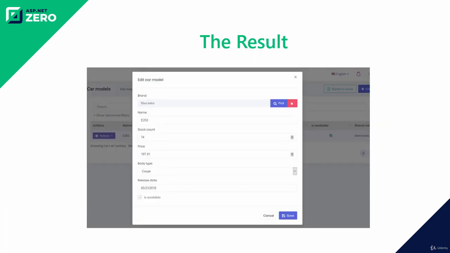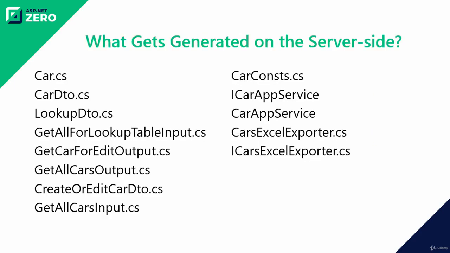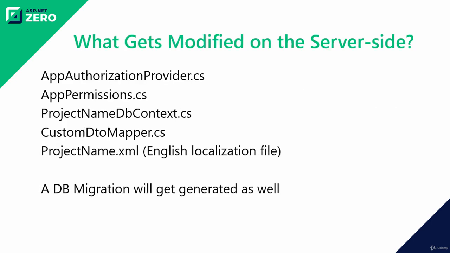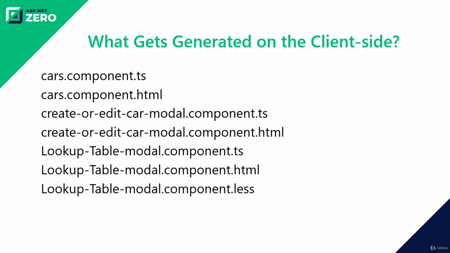Here's another screenshot that shows the edit screen, also generated or scaffolded by the tooling. As said, the tooling will perform code generation on the client and server side. If the entity that we are working with is called car, well then on the server side, the following classes will get generated. Some of the server-side files in your project will also get updated. These include the database context as well as the classes that have to do with the permissions. Running the tooling will also generate a database migration.